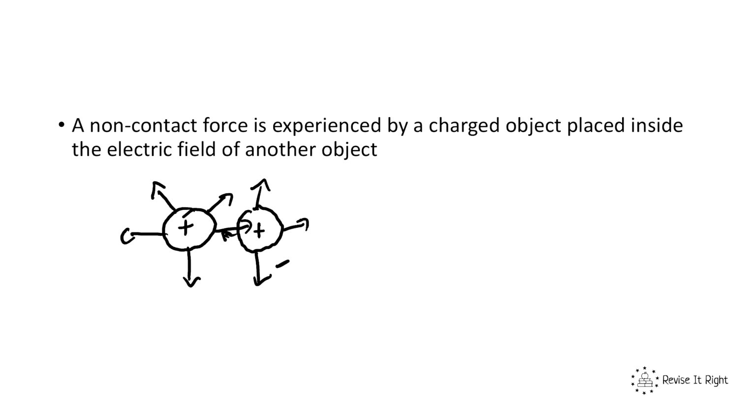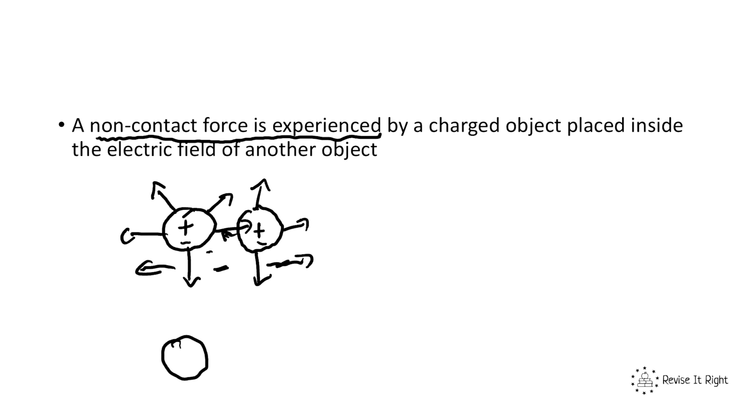Now when you place an object into the electric field of another object, a non-contact force is experienced. And this force causes either an attraction or a repulsion. Now it will cause a repulsion if the two charges are the same. So for example, here we've got a positive object and a positive object. So the force experienced here will be repulsion and they will want to move away from each other.